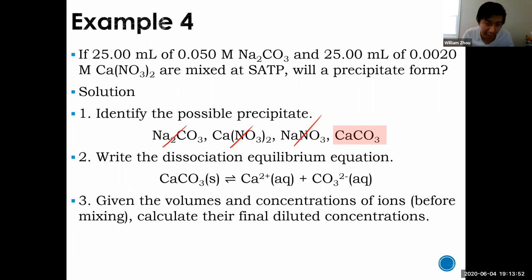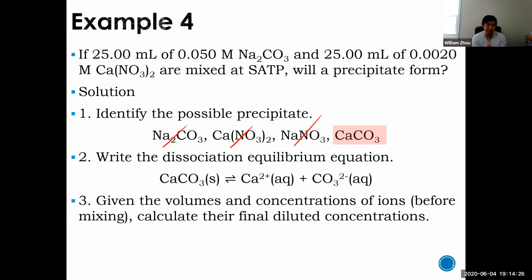Because think about it, guys. The question says you mix 2 solutions together. So the question gives you these separate concentrations and volumes before you mix them. But after you mix them, first of all, the volume would be the sum of both. The concentrations will be diluted, because you added more volume, concentration goes down. So you need to calculate the new concentrations after you mix them together before it reaches equilibrium.